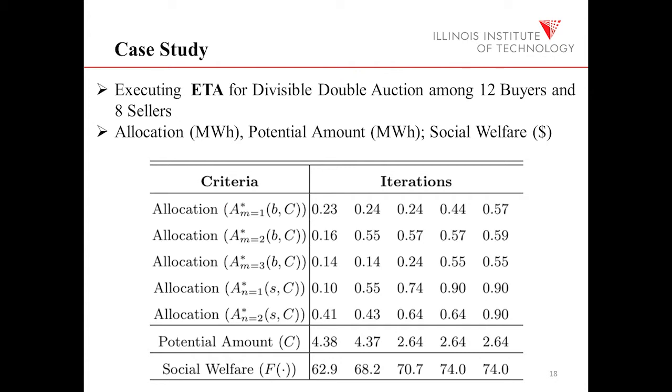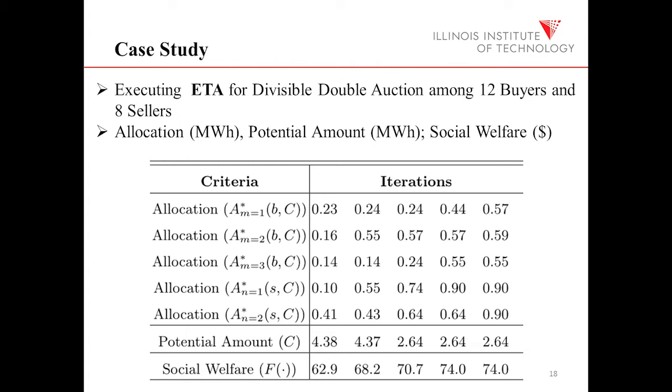For the case study, we execute the ETA for a divisible double auction among 12 buyers and 8 sellers, with criteria for allocation, quotation amount, and social welfare at different iterations. Due to the space limit, we illustrate the results of 5 representative agents, 3 buyers and 2 sellers, as the table shows.